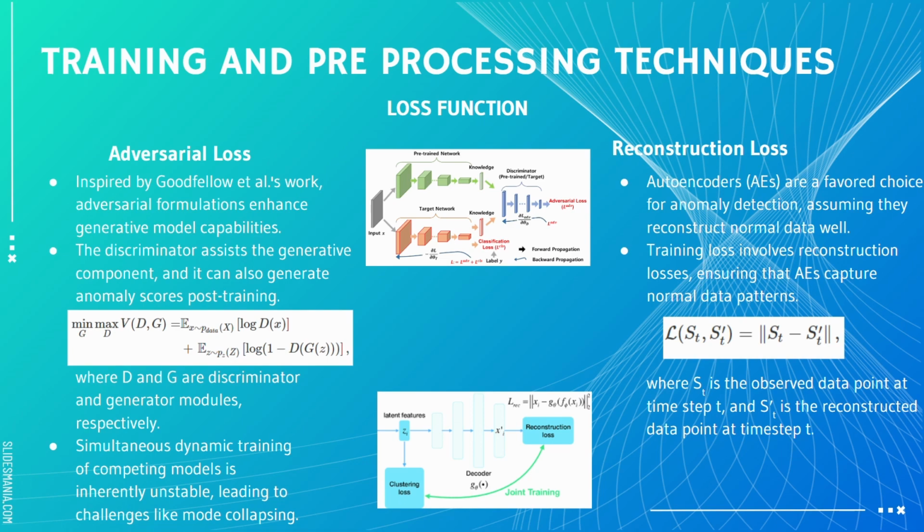Now we discuss a few training and pre-processing techniques. So first is a loss function. Time series anomaly detection uses various loss functions to model the normality of data. The first is adversarial loss, which is inspired by Goodfellow et al.'s work. Adversarial formulations enhance the generator model's capabilities. The discriminator assesses the generative component and also generates anomaly scores post-training.